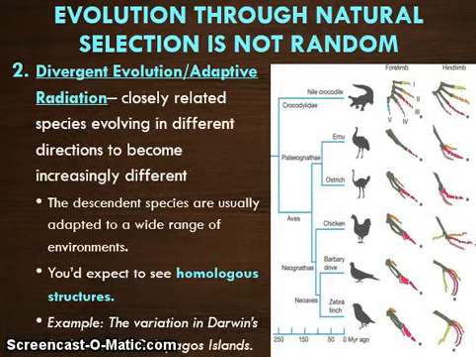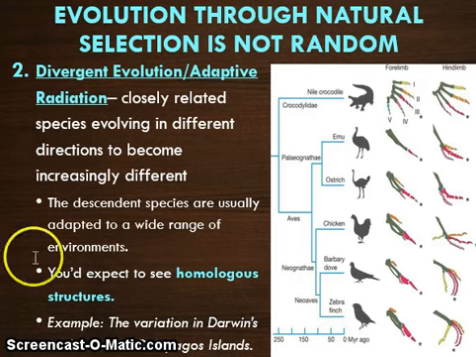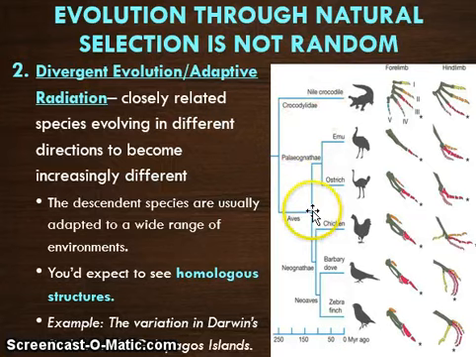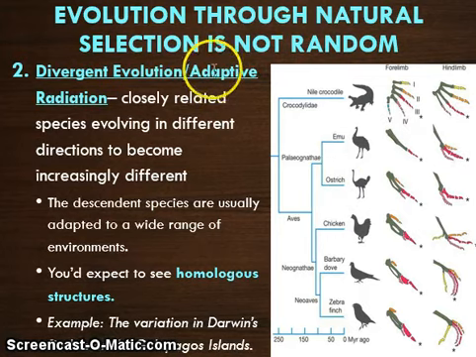The second example is divergent evolution, which is also known as adaptive radiation. You will need to know both of those terms together. So let's kind of break those up a little bit. So the term diverge means that two lines are moving away from each other. So if you look at this cladogram over here, you see that the lines are splitting into two. Those are diverging. Over here again, we see another one that diverges into the emu and the ostrich. So that's divergent evolution. Adaptive radiation, this means that the adaptations are radiating into different species.